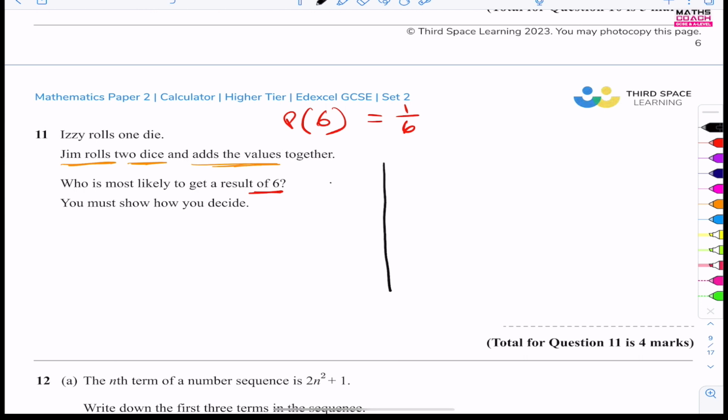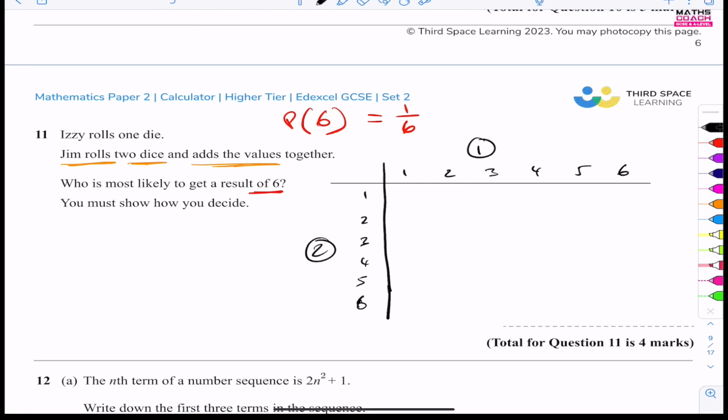So if we draw this table here like this, let's have the first dice here and the second dice here. The first dice's options are 1, 2, 3, 4, 5, 6. The second dice you can also get 1, 2, 3, 4, 5, and 6. So which results would give us, when we add the values together, a total of 6? For example, if you get 1 on the first dice, then you get a 5 on the second dice, that will give us a 6.